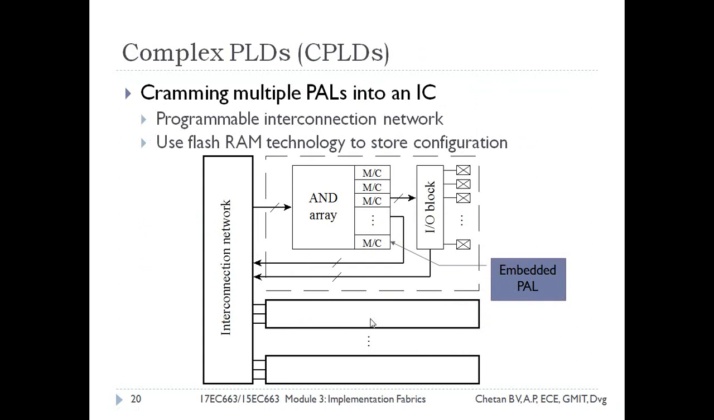Next topic is complex programmable logic devices, or CPLDs. A CPLD is essentially a combination of multiple PALs. This is the typical structure of a CPLD. In this structure, we can see we have an interconnection network. Through this interconnection network, multiple PALs will interact with each other. This boxed diagram is one PAL, this is one more PAL, and so on. We have multiple PALs, and all PALs will interact with each other with the help of this interconnection network.